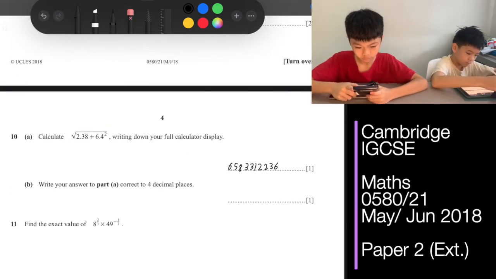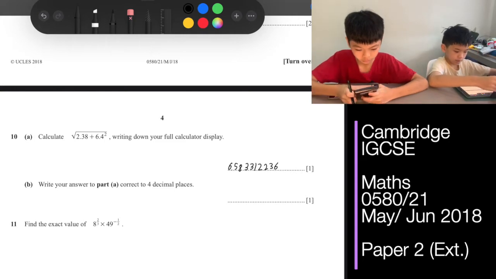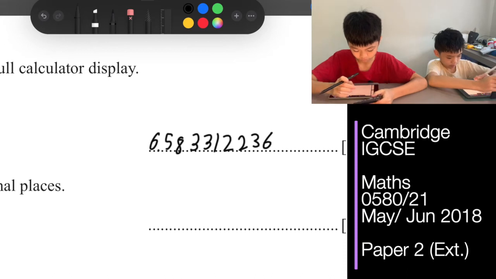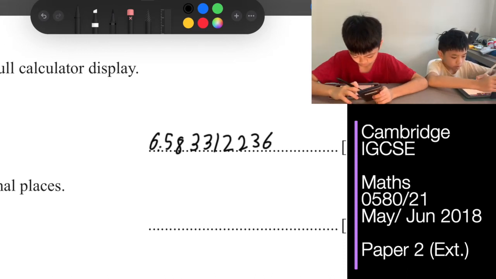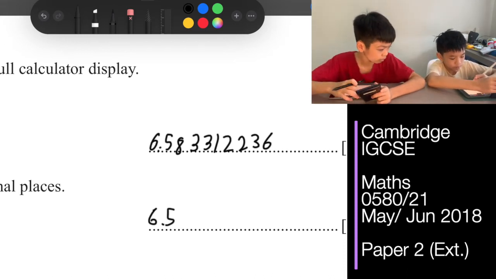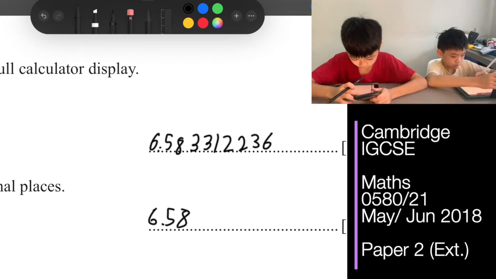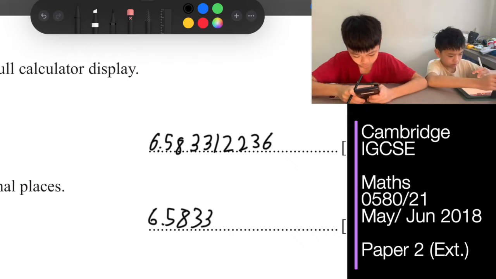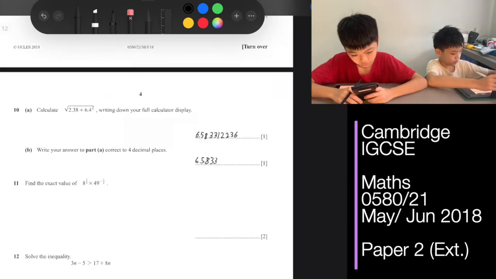For question 10b, we need to write our answer to part A correct to 4 decimal places, which would be equal to 6.5833 to 4 decimal places.